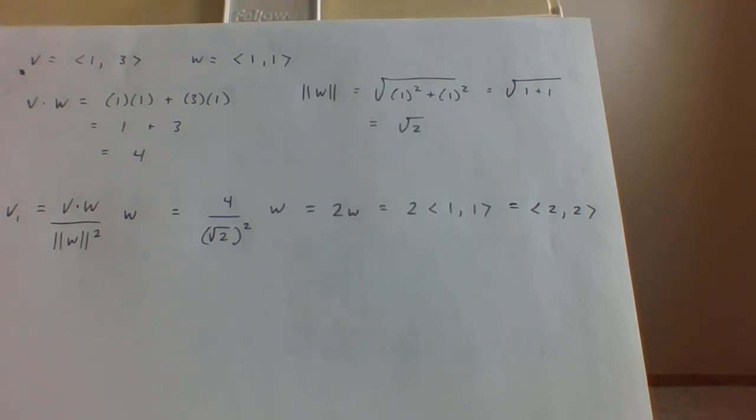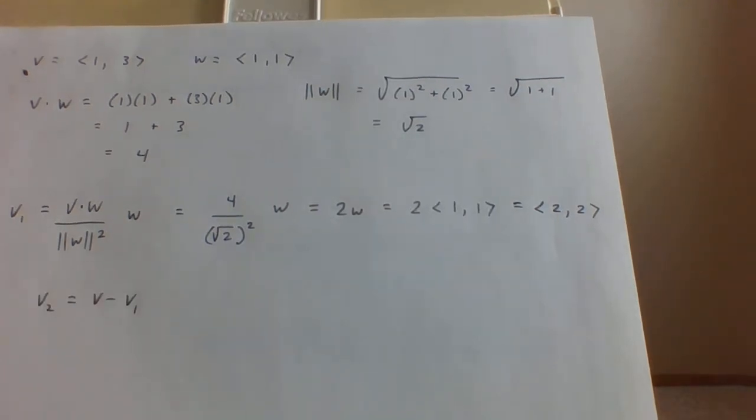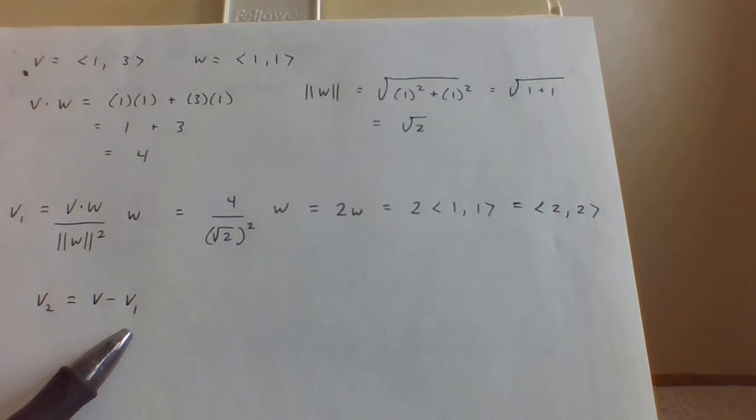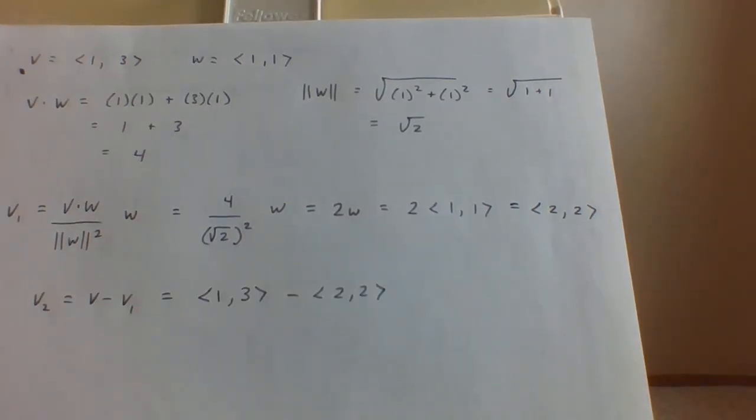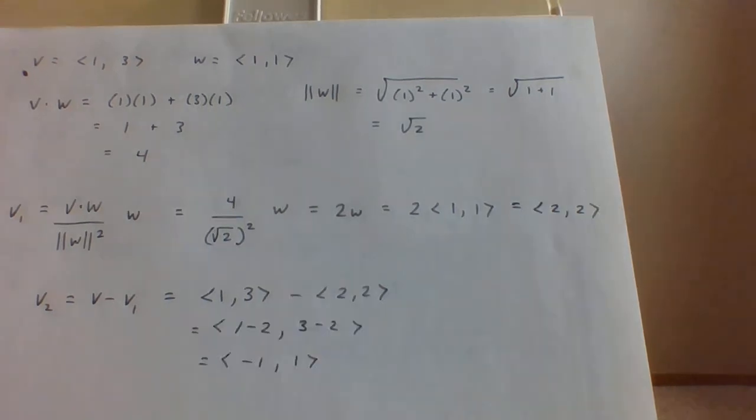Now let's go calculate the next piece, V2. Keep in mind, in order to calculate that, we're going to take our original vector V and subtract out V1, which is the piece we just got. When we subtract these two vectors, we're going to be subtracting the x components and then the y components. When we do that, we're going to get the vector negative 1, 1.